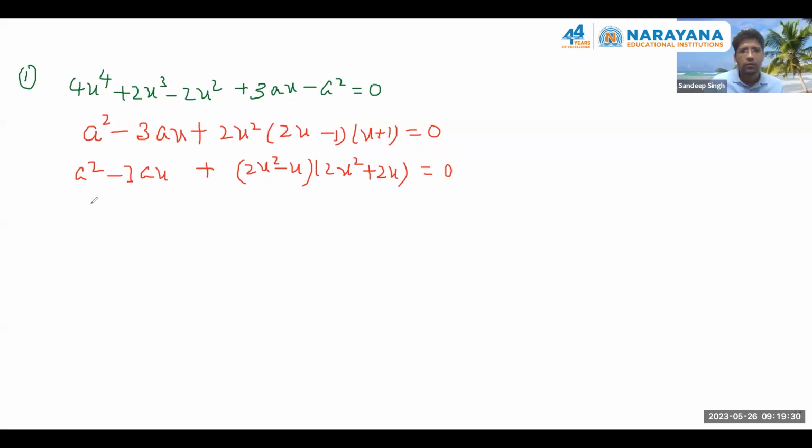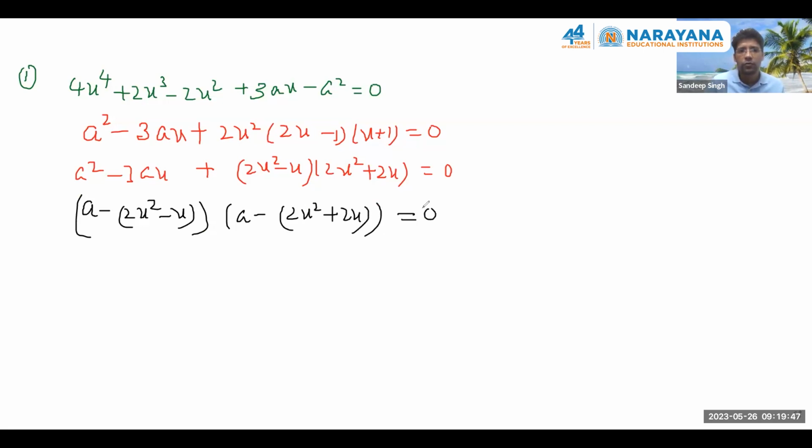So what will be the factors? A minus 2x square minus x, and then a minus 2x square plus 2x. This is equal to 0. A square. I want minus 3x over there. So where shall I keep the plus sign? I think here. Now see, is it correct? Minus 3x and then minus a square minus 3x. Okay, this minus is there. Here also it is minus. Check it. Check whether it is correct or not.